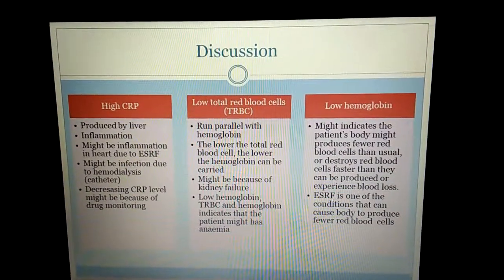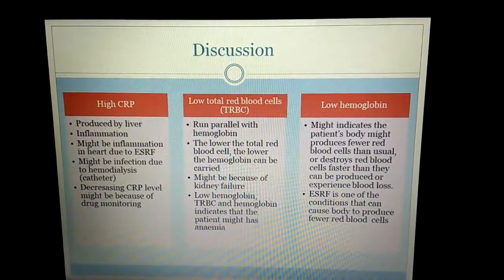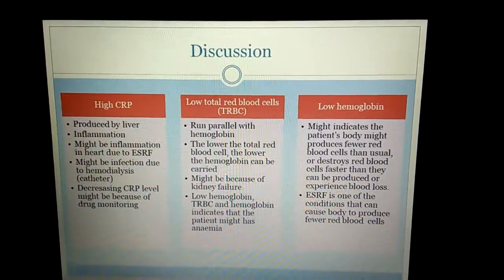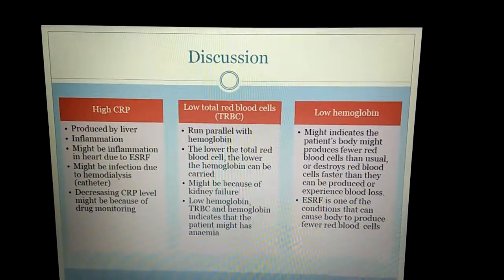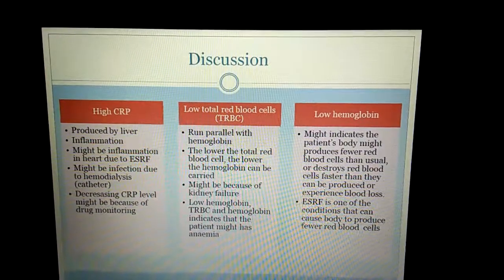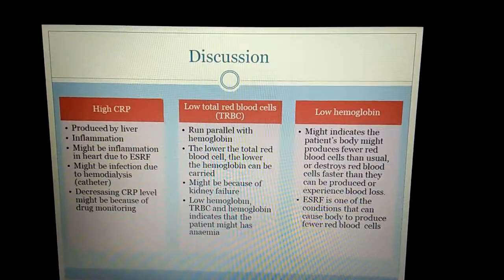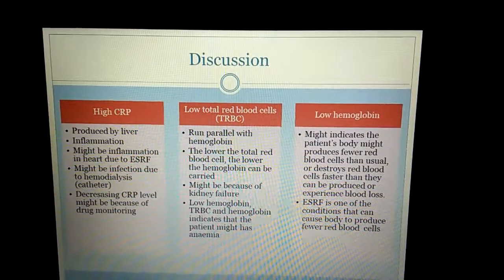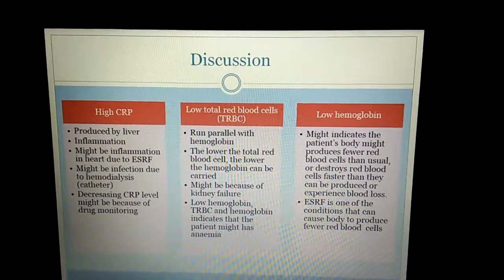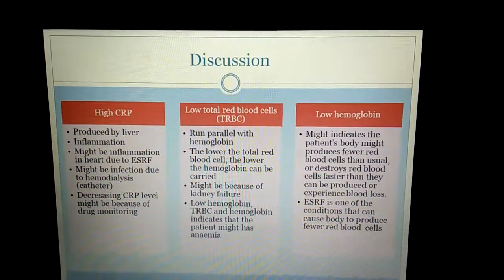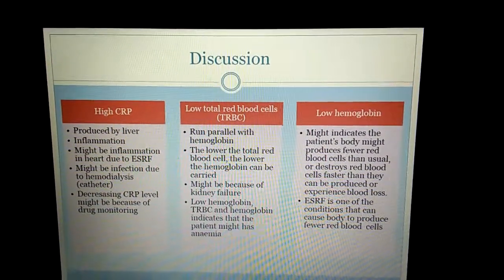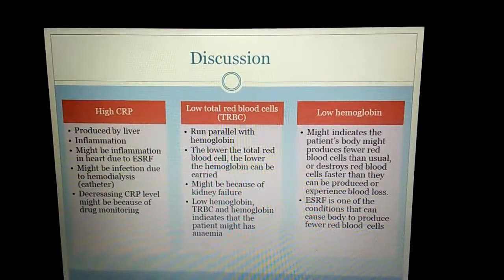Discussion. High CRP. CRP is produced by the liver. High CRP indicates that the body has an inflammation. It might be inflammation in the heart due to ESRF. It also might be infection due to hemodialysis, that is the use of the catheter. Also, decreasing CRP level might be because of drug monitoring.